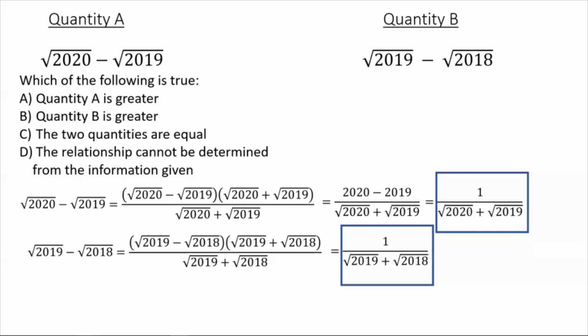So the quantity B actually has the lesser denominator when we convert the numerator to 1 by multiplying with conjugate, so that we reduce both the expressions to common numerator, and then it's easy to see that quantity B has the lesser denominator, and that should be the greater quantity, right? So the correct answer in this case is quantity B.